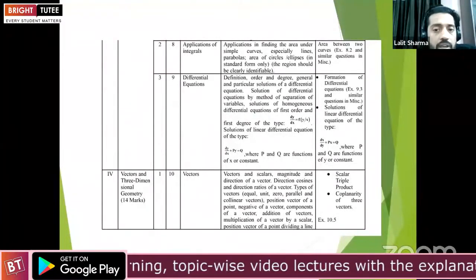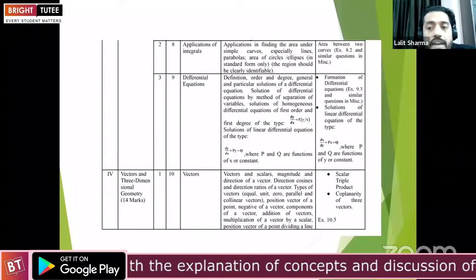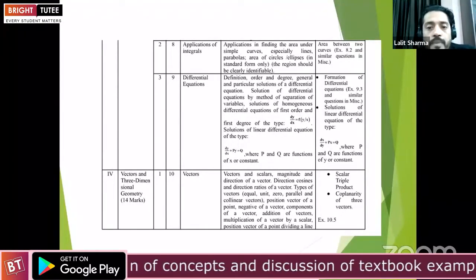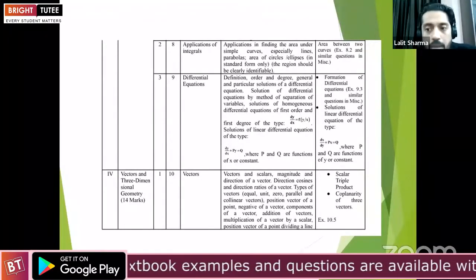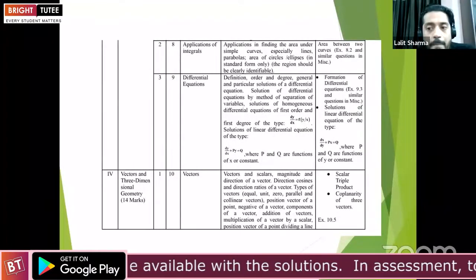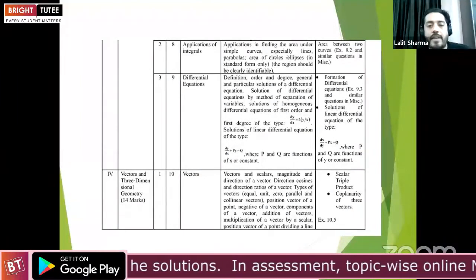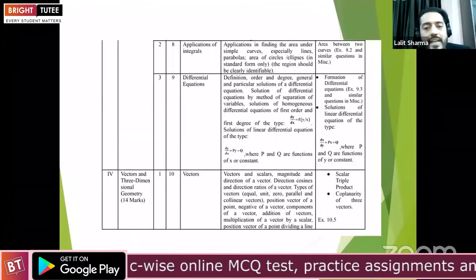But one important thing, when we say method of separation of variables, this includes the method which is reducible to variable separable. I hope you must have done this part also. One is variable separable, in which you can directly separate the variables, x along with dx, y along with dy, and then you can integrate and find the solution.